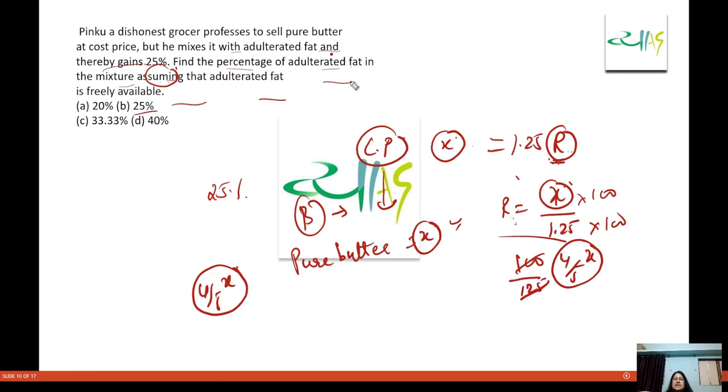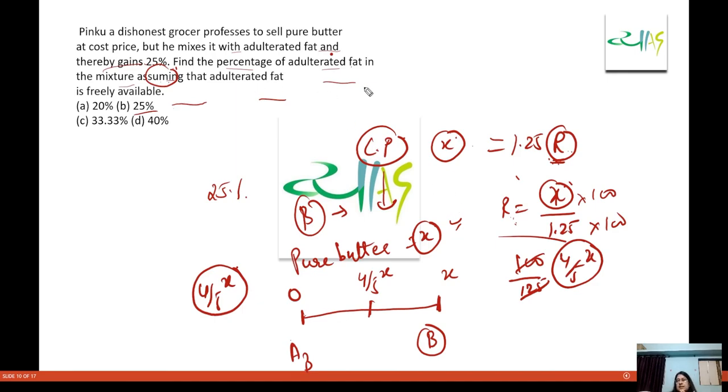Now, find the percentage of adulterated fat in the mixture, assuming that fat is freely available. Okay, so earlier the mixture, the cost price of adulterated butter is 0. So adulterated butter AB, cost price 0. Real butter cost price, let us say x, and the average you are getting to be 4 by 5 times of x.